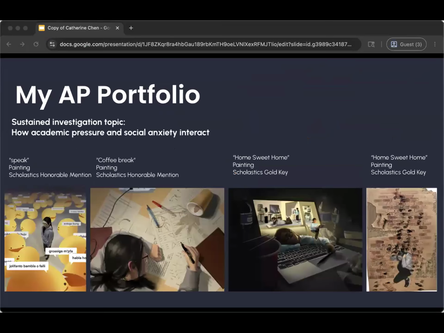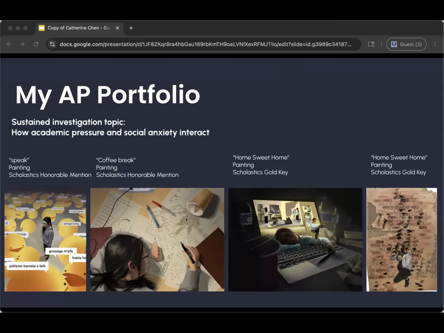Yeah, so here's my AP portfolio. My sustained investigation topic was how academic pressure and social anxiety interact. This piece is about my social anxiety, how I couldn't understand how other people could just talk to each other. I interpreted that by making them literally speak nonsense, because that's kind of what I was hearing, even though they were happy. And I wanted to be like that.